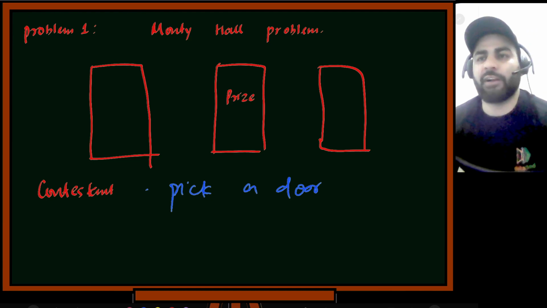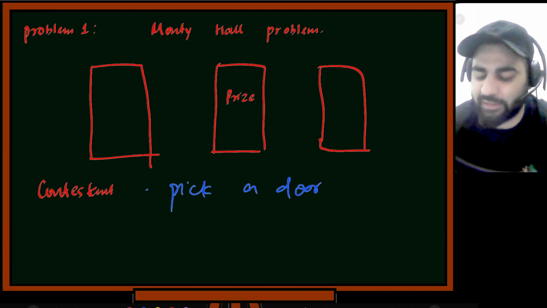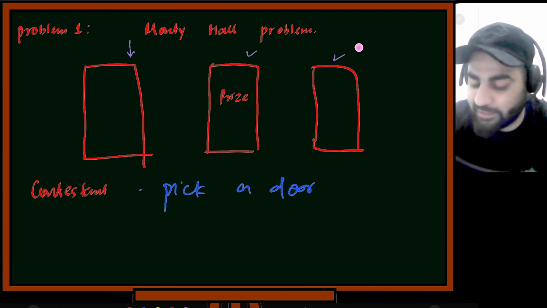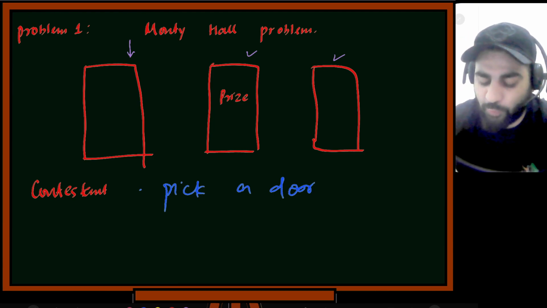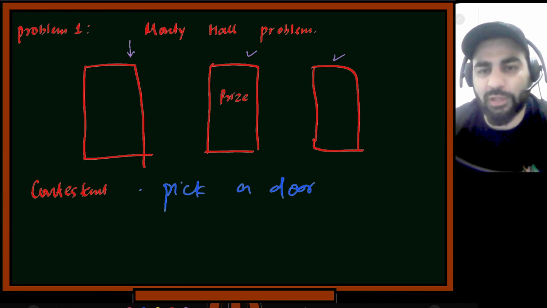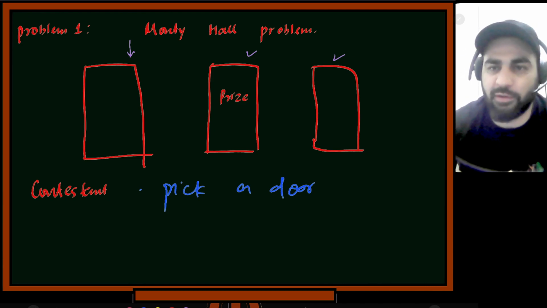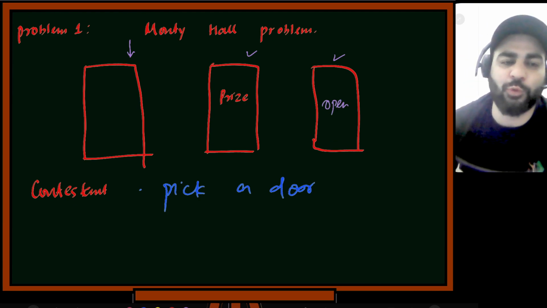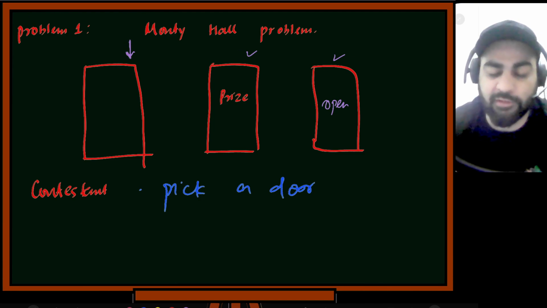After the contestant chose a door, obviously there would be doors left with no prize. Let's suppose the contestant chose this door. Now there are two doors left, this and this. Out of these two doors, the host of the game show will open one which is empty. Let's suppose he opens this door, and he asks the contestant, do you want to switch your choice? Because you chose this one, do you want to switch now?